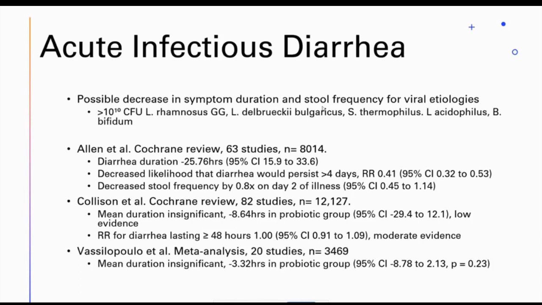Some of the other studies that have come out later, like Collison et al., did an update of this Cochrane review, and they felt like the mean duration that probiotics decreased your diarrheal illness for acute infectious diarrhea was insignificant. They demonstrated that it only decreased your diarrheal duration by 8.64 hours in the probiotic group, and felt like they had low evidence to support its use. And so I feel like acute infectious diarrhea is something that we maybe have a little bit more evidence on now than we did 10 years ago. I think Collison et al. was in 2020 when they did this Cochrane review. But there may be some evidence to decrease the duration.